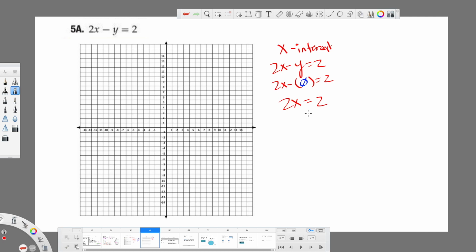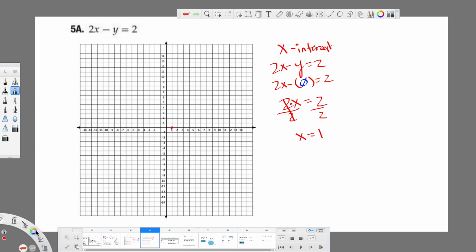That's an identity. So I can finish this off with my multiplication, or undo of multiplication, which I'm going to divide. 2 divided by 2 is x. 2 divided by 2 is 1. So this is 1x, but we don't need to write 1x. So my x-intercept is 1. So I'm going to go over to 1, and I'm going to put my dot. So that's my first piece.